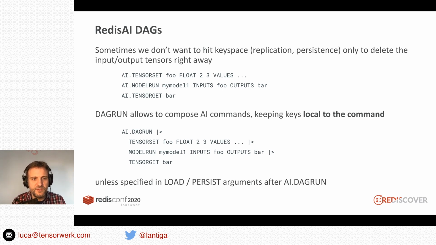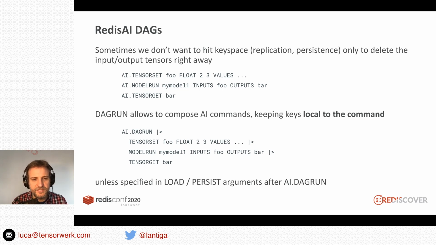So for this reason, we implemented DAG run. A DAG is a directed acyclic graph of commands that you can express as a sequence of commands that create a DAG, if you look at how the variables are related together. Basically, when you initialize a DAG run, there's a separator, which is that pipe and greater-than sign, and everything that follows has the exact same syntax as RedisAI commands, like tensor set, model run, and tensor get. But in that case, foo is local to the DAG run command. So it will not be seen by other clients.